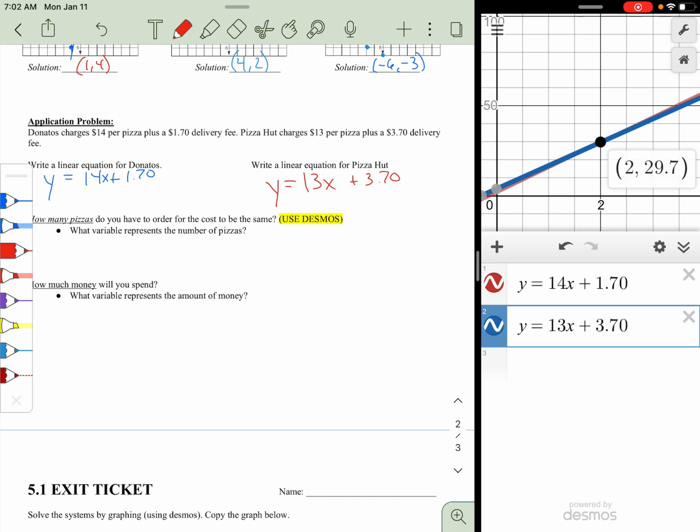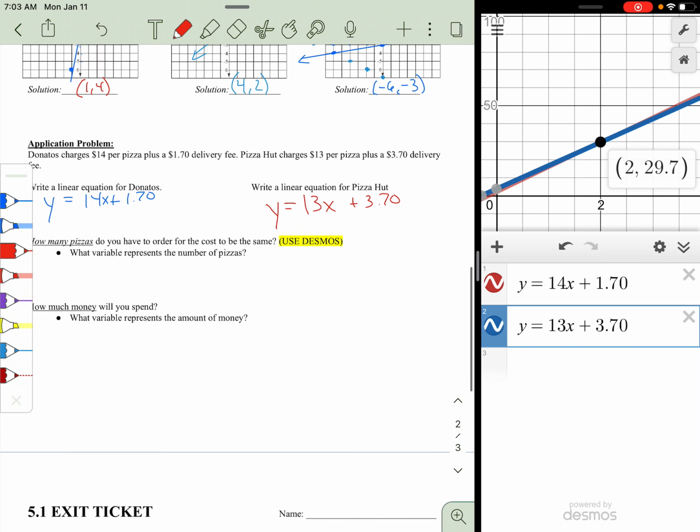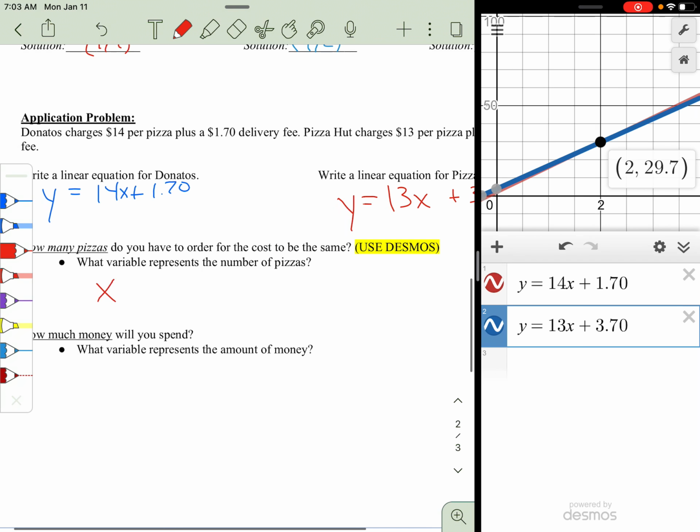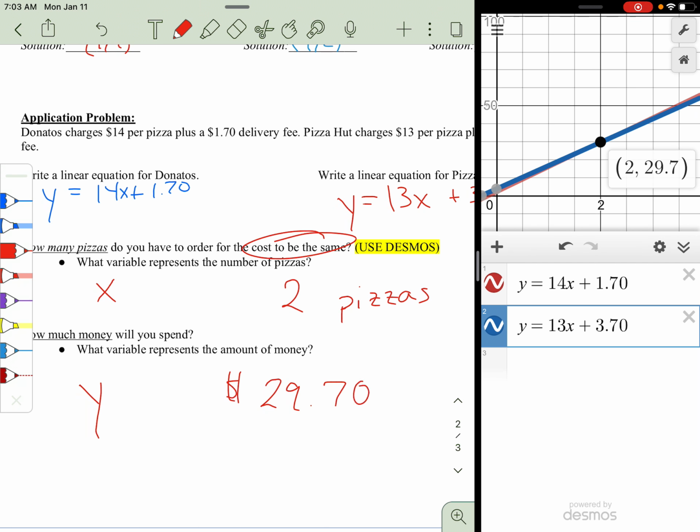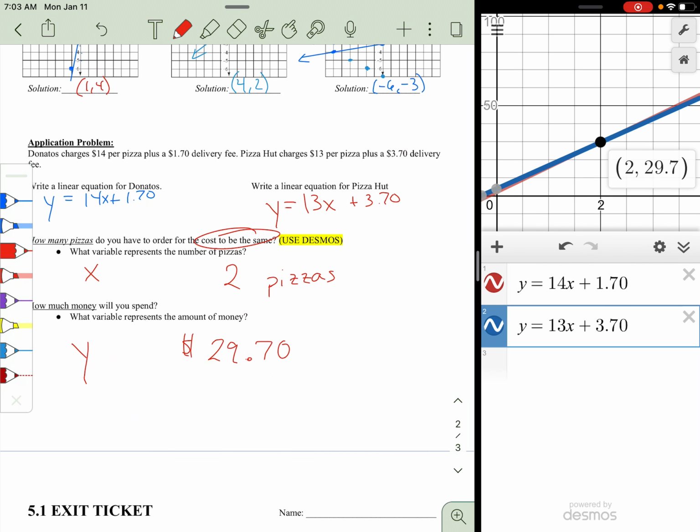How many pizzas? Or what variable represents the number of pizzas? In this case, it's the x. Okay. So how many pizzas would we need for the cost to be the same? 2 pizzas. Okay. What variable represents an amount of money? That would be y. In this case, it would be $29.70 after 2 pizzas would be the exact cost.